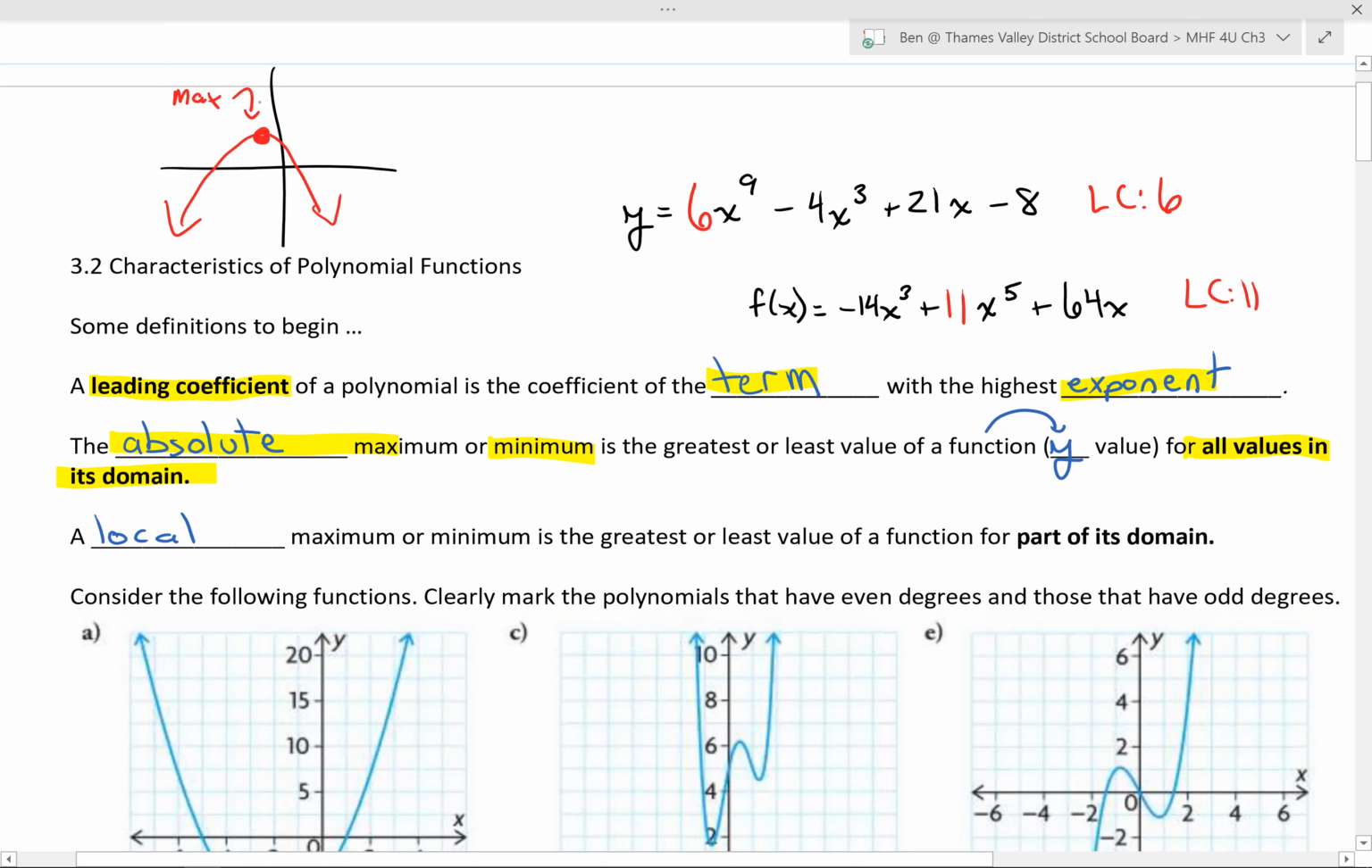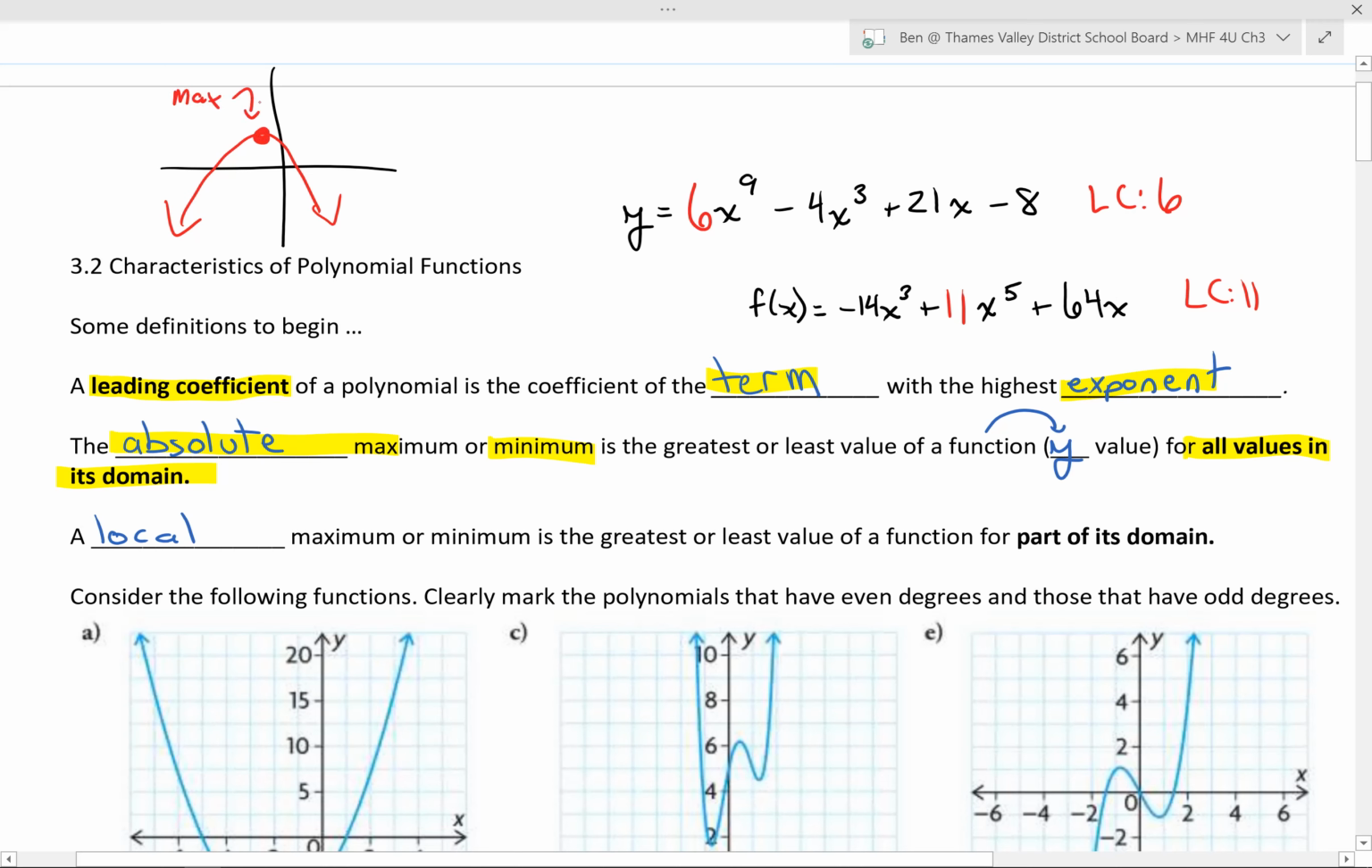So we would call this one just a local minimum. Okay, that also can be in terms of a maximum as well. Now, next, what I want you to do.